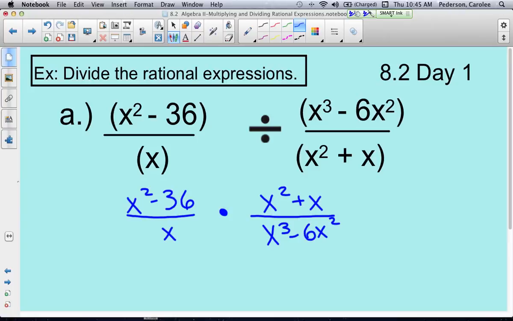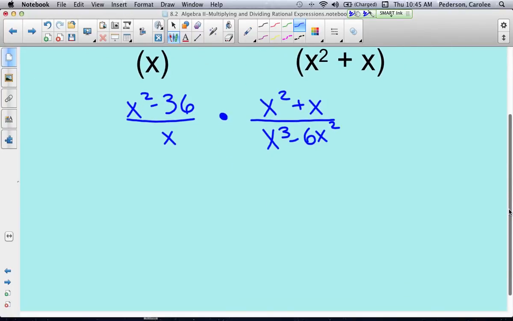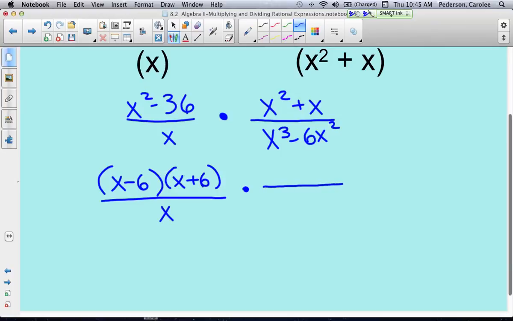Now the next step is to go and see if we can factor these polynomials. So the numerator of x squared minus 36 can be factored using the difference of two squares: x minus 6, x plus 6, and then all over x. In the second fraction, its numerator has a GCF. So we can take out an x, and we're left with x plus 1. In the denominator, we have another GCF of x squared. We can be left with x minus 6.